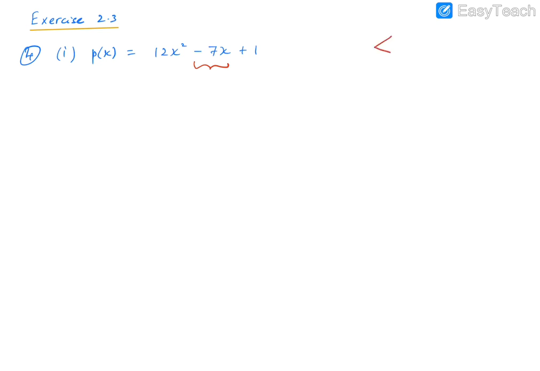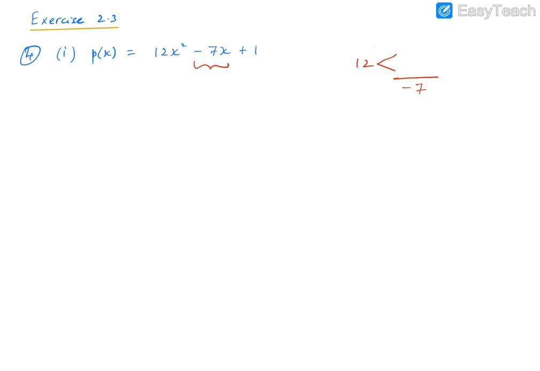I usually do this in this way. The product should be 12, and don't forget the sign. It is plus 12 into plus 1, so it is plus 12. When it's plus, I'm not writing it, but if it's minus, we have to write that. And when we add those two numbers, we should get minus 7. So what two numbers can we choose such that their product is 12 and their sum is minus 7?